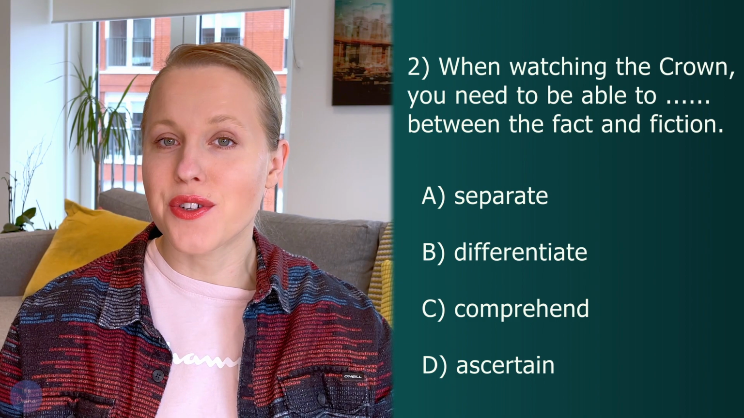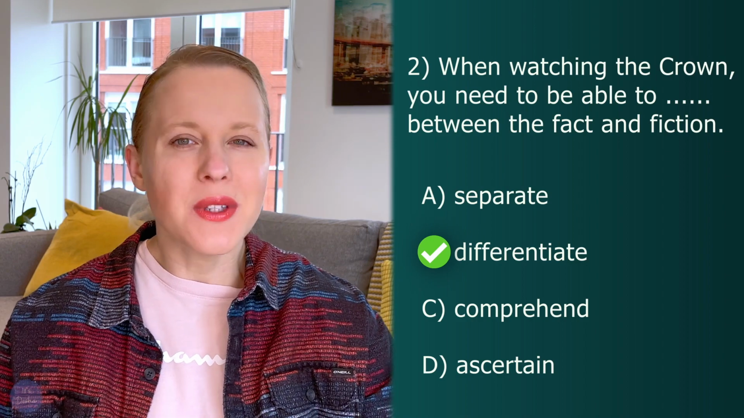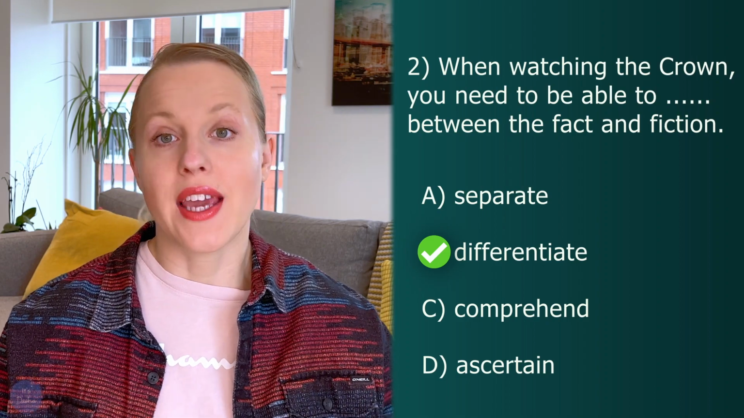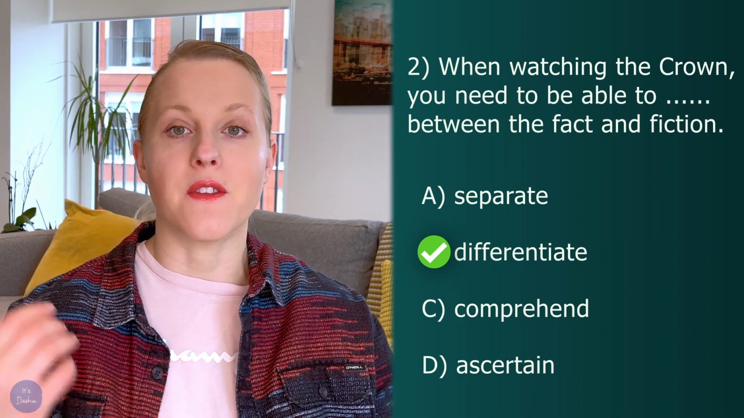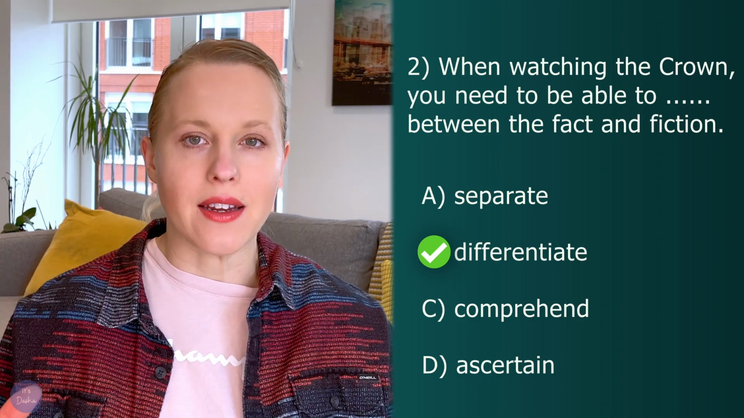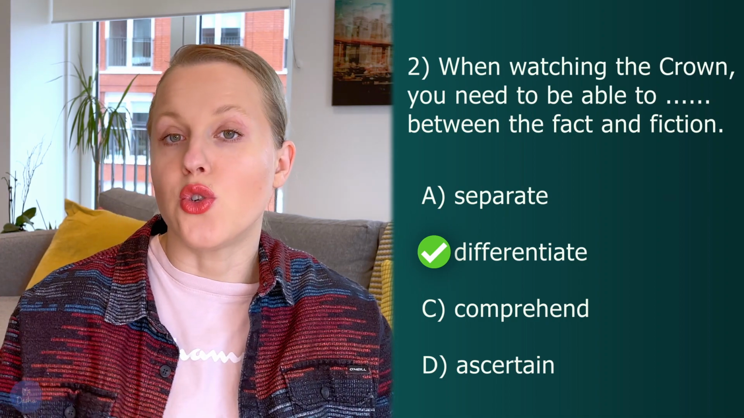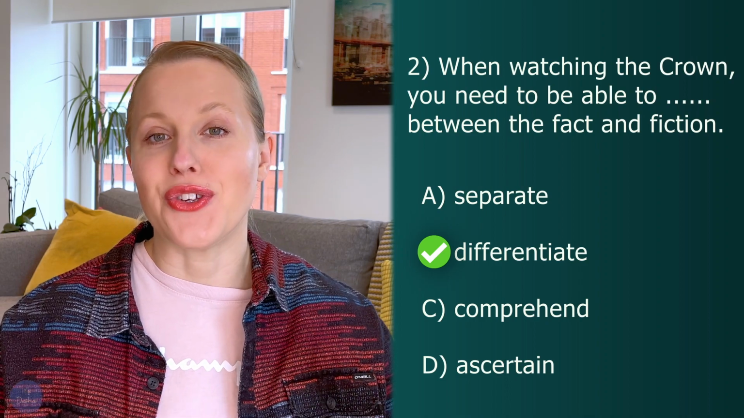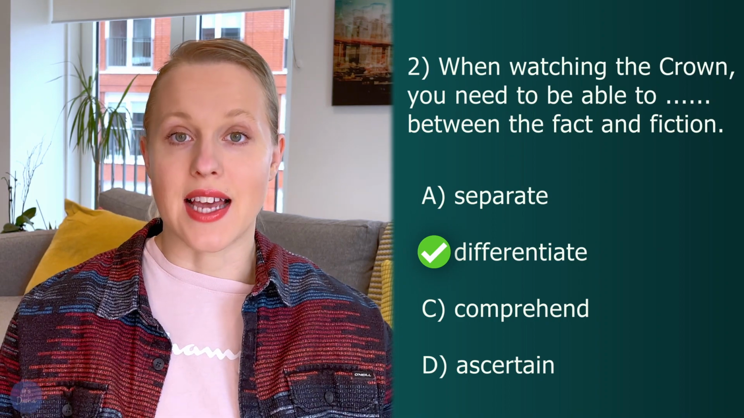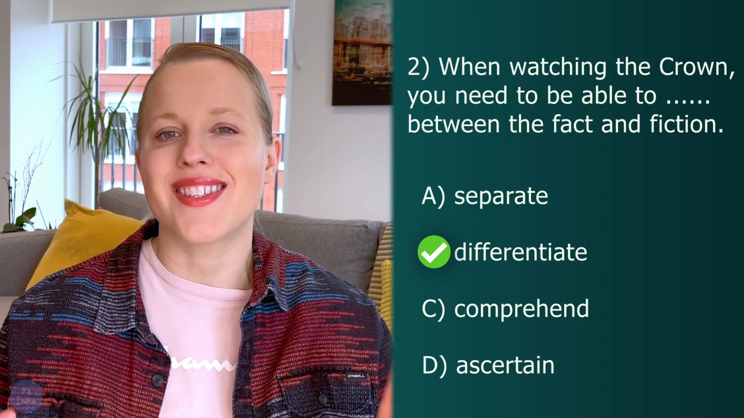The correct answer to question number 2 is differentiate. When watching The Crown, you need to be able to differentiate between the fact and fiction. Differentiate means to show or find the difference between things that are compared. And the key word here is between, because you'll normally use the word differentiate when referring to 2 things. The appropriate prepositions to use with differentiate are from and between. With that being said, the words separate, comprehend, and ascertain don't fit into this sentence.